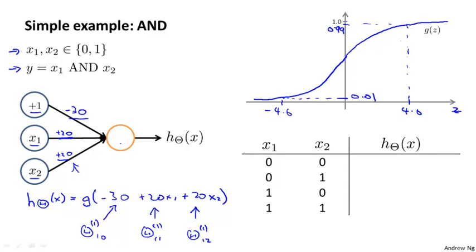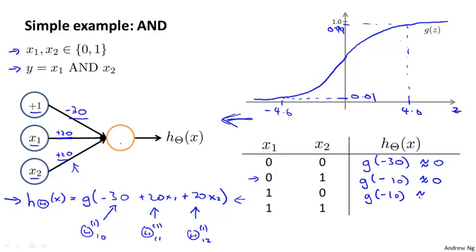Let's look at the four possible input values for x1 and x2 and look at what our hypothesis will output in that case. If x1 and x2 are both equal to 0, then the hypothesis will output g of negative 30. So it's going to be very far to the left of this diagram, so it'll be very close to 0. If x1 equals 0 and x2 equals 1, then this formula evaluates to g, the sigmoid function applied to minus 10. And again, that's to the far left of this plot, and so that's again very close to 0.